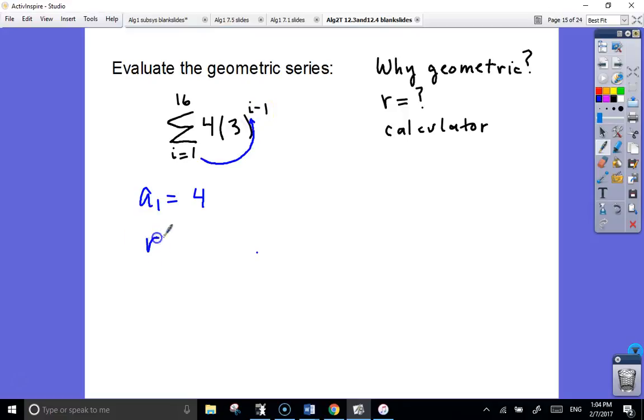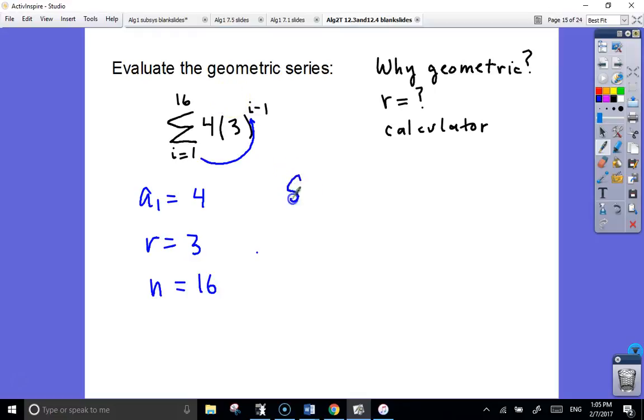Okay, the R is 3, right? In this format, that's the easy one. You could tell that right away. And the N, how many terms are there? 16. So this is actually the same calculation we just did. That's what it looks like if it's in a summation notation.